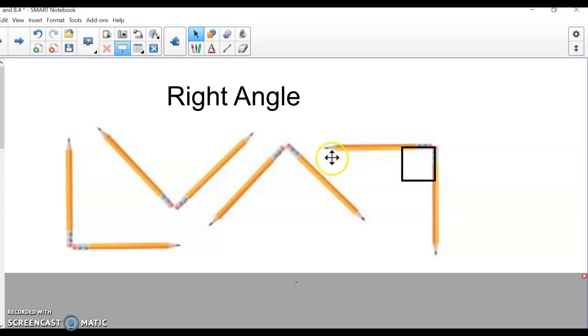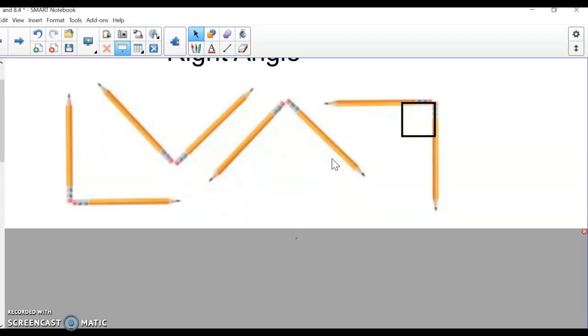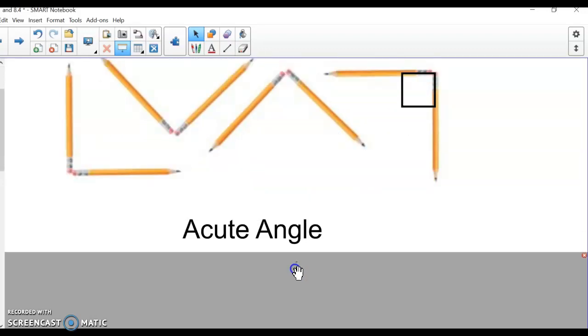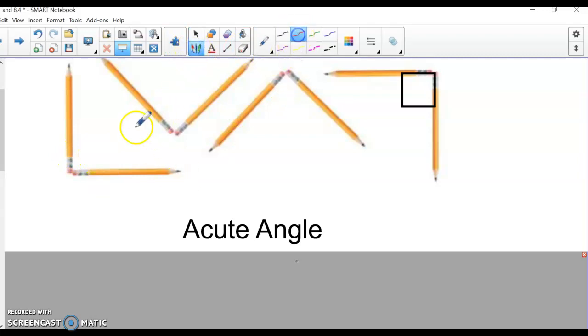Okay. Our next angle that we're going to try and make is what we call an acute angle. An acute angle is an angle that is smaller than a right angle. So a right angle is 90 degrees, an acute angle is less than 90 degrees. Or if I were to take these pencils and just squeeze them closer together and make the space between the two here, the arch that I could draw, make this space right here shorter. And watch what I mean by that.